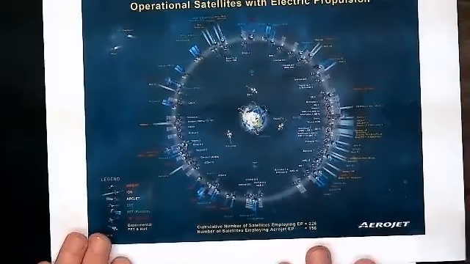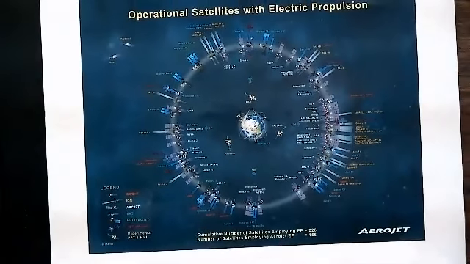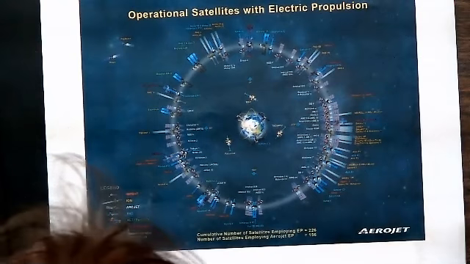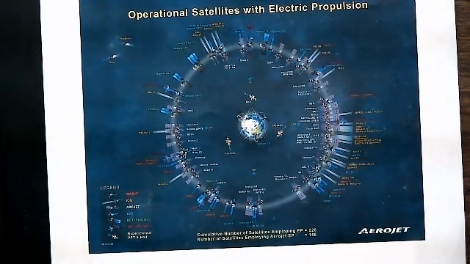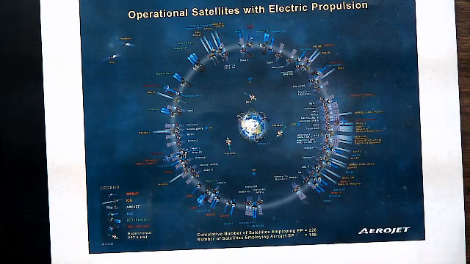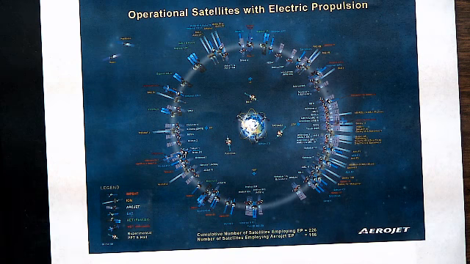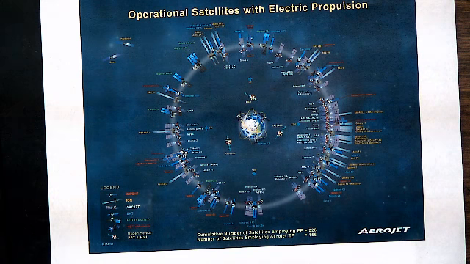I'm not going to spend a whole lot of time on this. This shows the number of satellites as of, I think it was 2008, in low Earth orbit or geosynchronous orbit that have electric propulsion rockets on them. And as of 2008, there were 226 satellites that used EP systems. That does not include the number that have been decommissioned and deorbited.